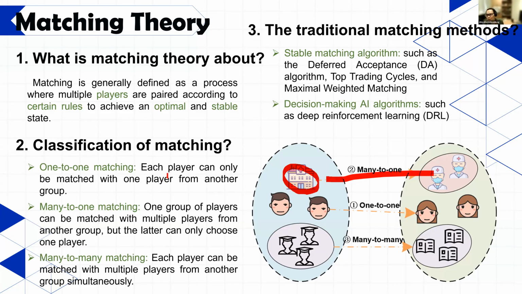So there are traditional matching methods, for example, stable matching algorithms such as the deferred acceptance algorithm, top trading cycle, and maximal weighted matching. Or it could be a matching method based on decision-making AI algorithms, such as deep reinforcement learning, or DRL, to optimize the matching.